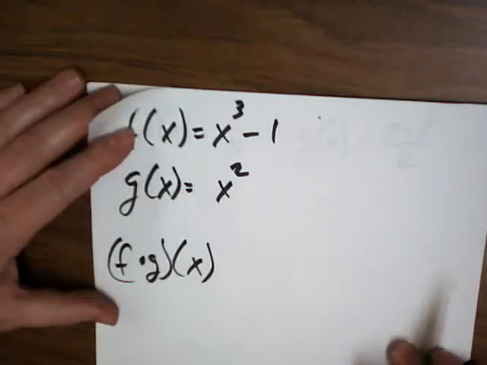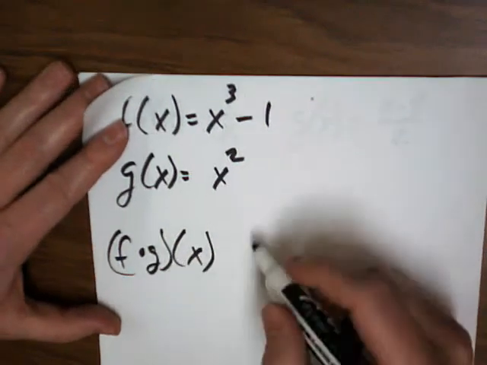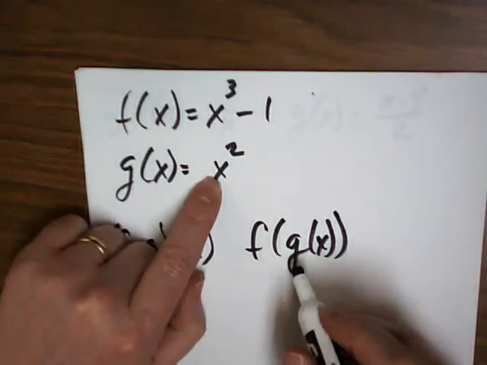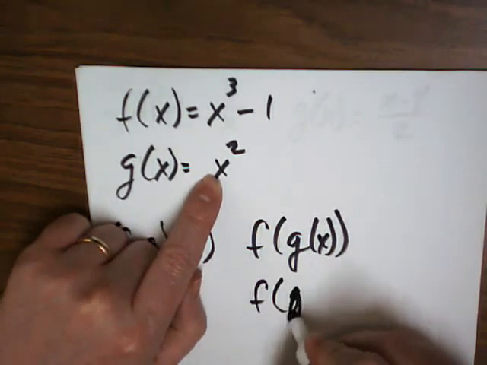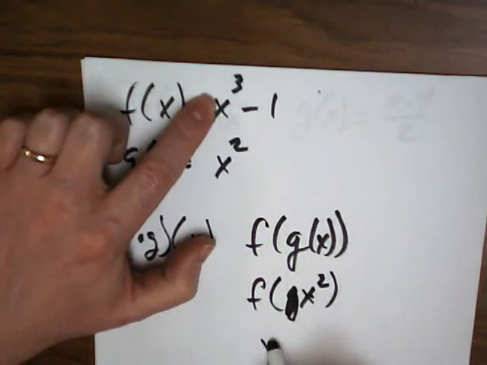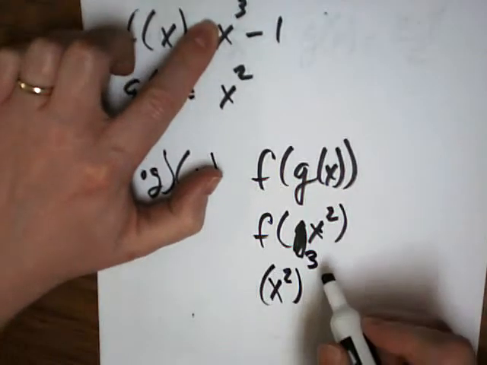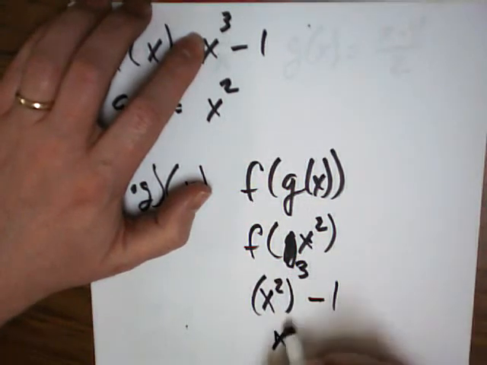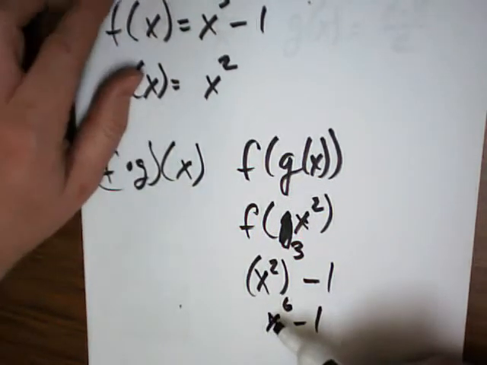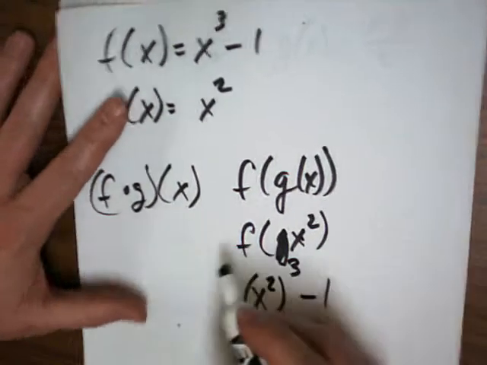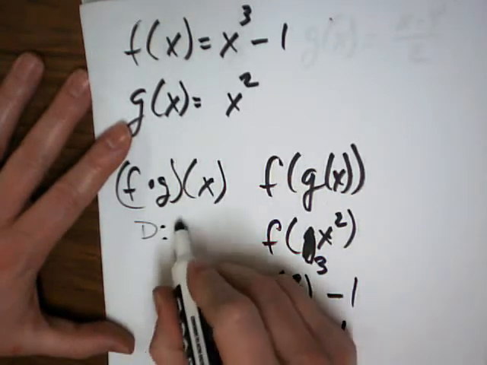So either way, let's look at this one here. F composed of g of x. That's like saying f of g of x. G of x is x squared. So I replace it. Now, x squared goes into f, so it goes into f right there. So I cube it, minus 1. That would be x to the 6th minus 1. And now you can take the 6th power of anything. All the outputs of this would work inside of that. So the domain of this would be all real numbers.